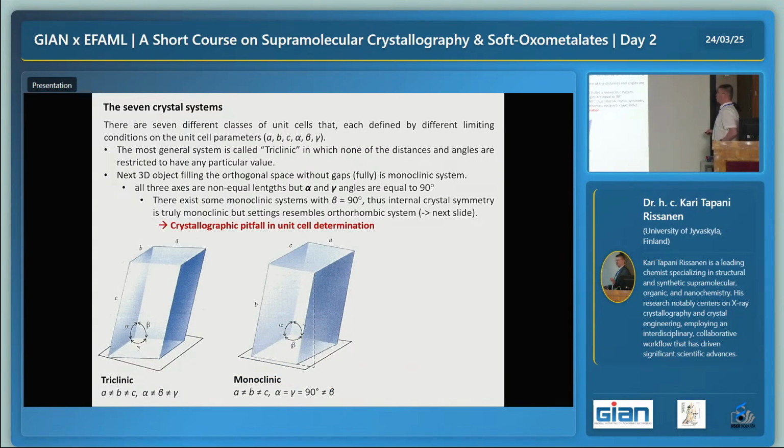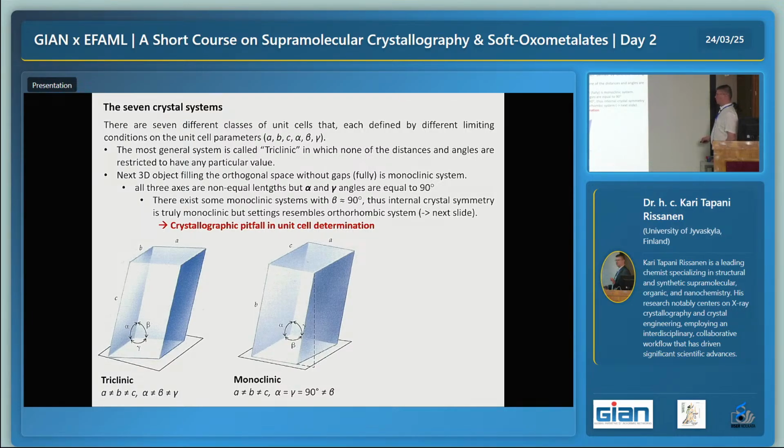The next one is where we have tilted 2 of these angles to 90 degrees and one is not 90. Believe it or not, if you do anything else, it's still the same. You cannot have 2 angles which are not 90 and one which is 90, because then it's triclinic. It can always be described that way. But if you want to go higher in symmetry, you have to fix 2 of these angles to 90. This is called monoclinic.